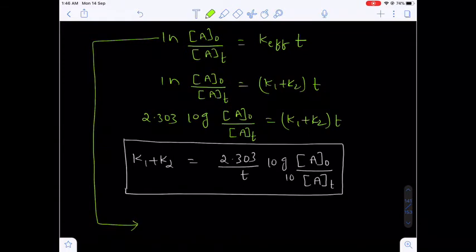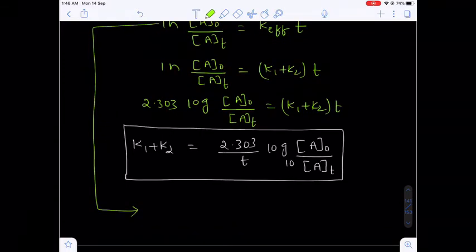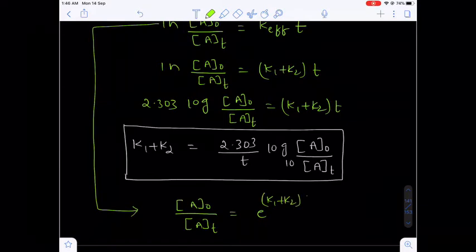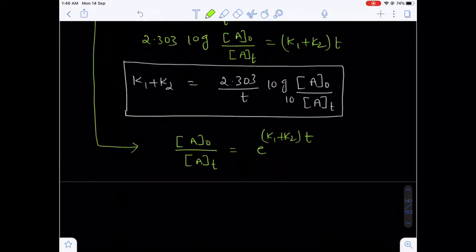If you bring the natural logarithm to the right hand side, then take the anti-log. That means the concentration of reactant initially divided by the concentration of reactant at a time interval t will be equal to e to the power (K1 plus K2) times the time interval. Are you getting my point?